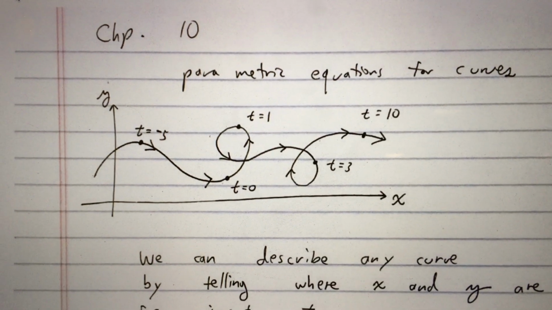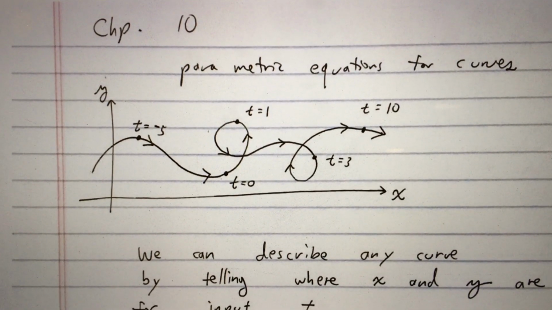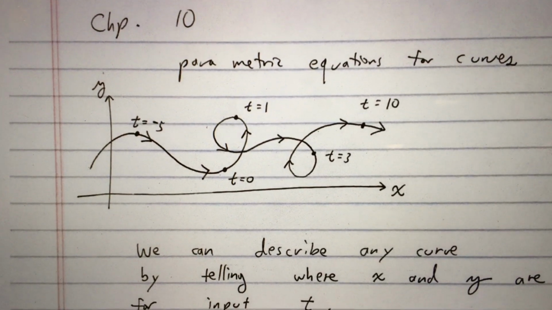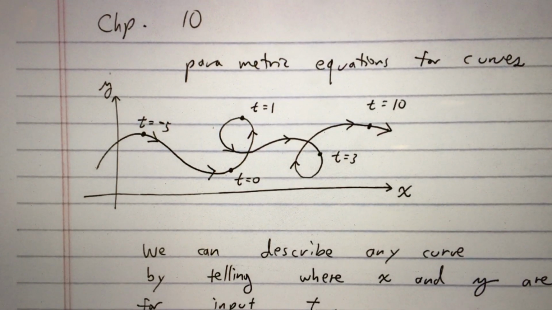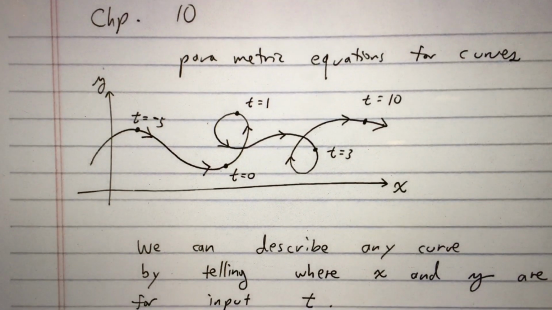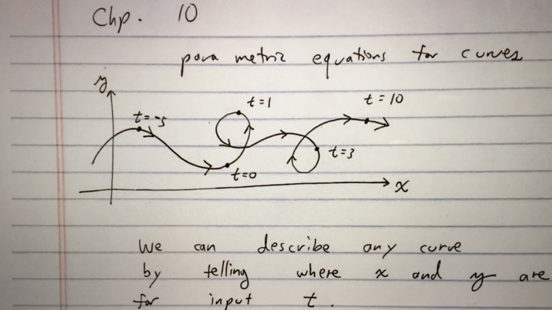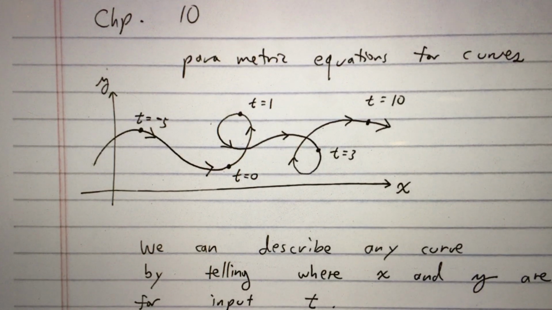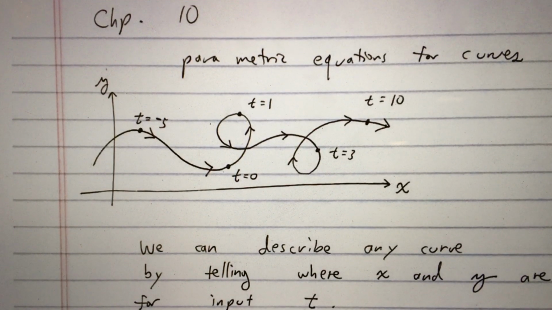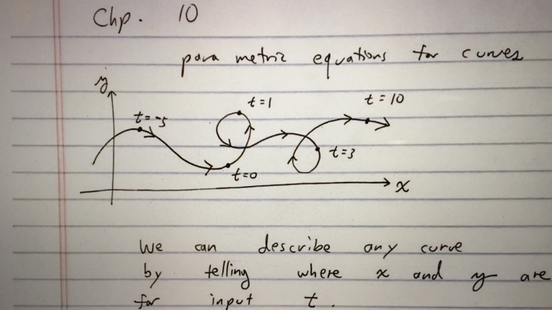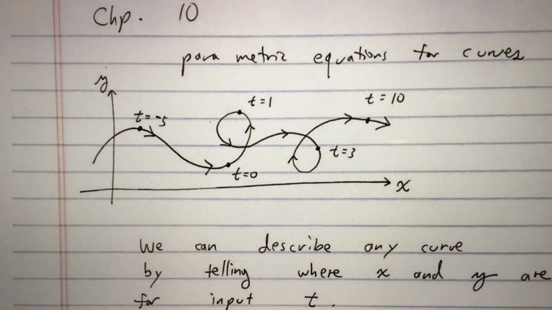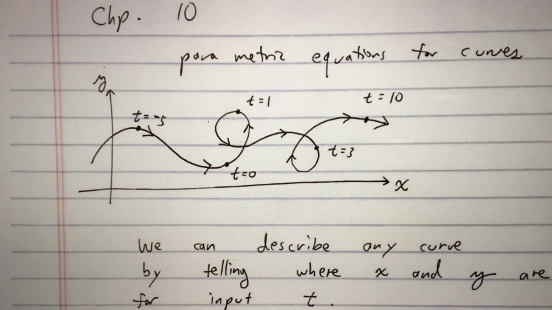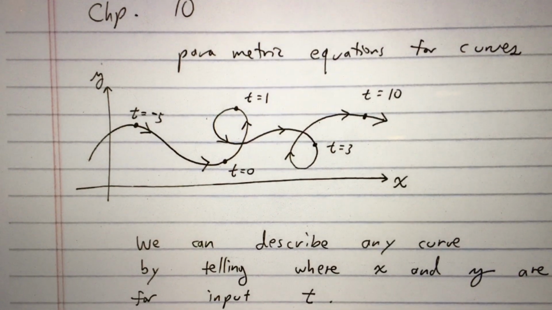Now we're going backwards a bit to chapter 10 in the book and talking about parametric equations for curves. You can talk about the parametric as the adjective, or you can also say parametrized. I might use that word sometimes. And you can talk about the parameter or parameters. We'll start with one parameter and we'll call it t.